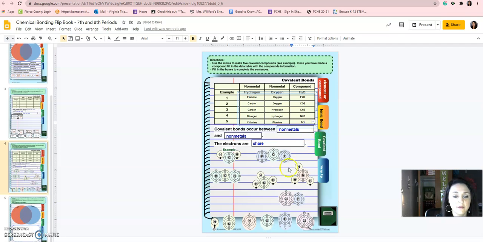Okay? And that's it for your naming covalent bonds. Make sure yours looks exactly like this.